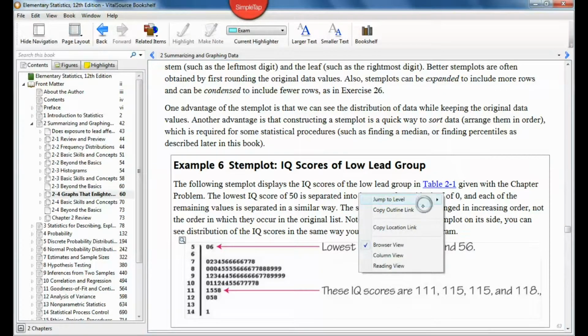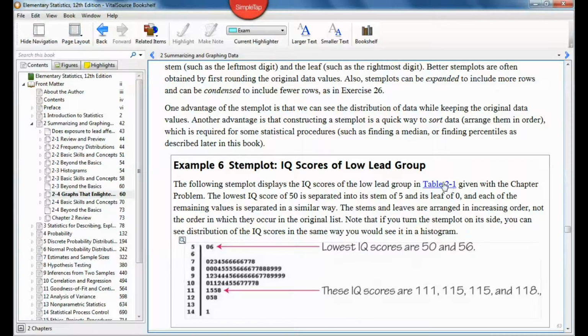Here's the set of data. These are all those IQ scores that were in table 2.1, a couple sections back. Look at this right here. This represents 50 and 56. At first look, it just looks like 5 and then 06. But this represents 50 and 56. It looks like there were none in the 60s. But then this number right here represents 70, 72, 73, 74, 75, 76, 76, 76, 76, 76, 77, 77, 78. Okay? So it's just a different way to organize data.